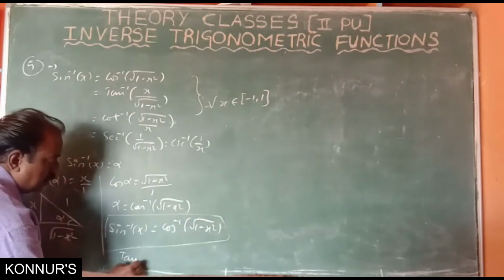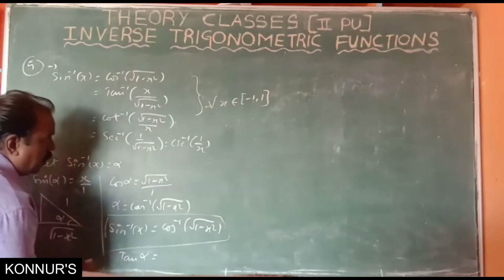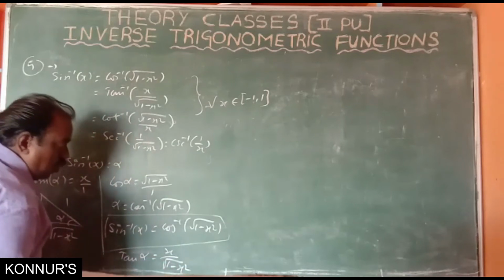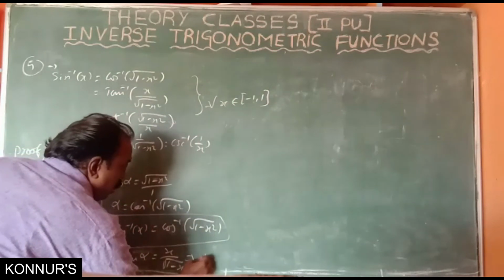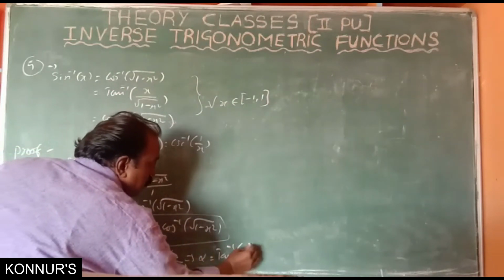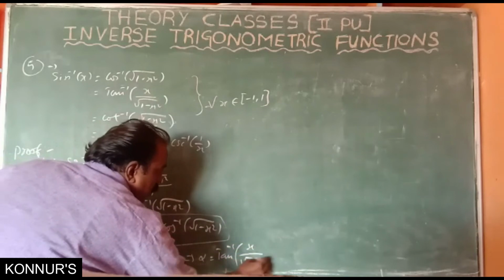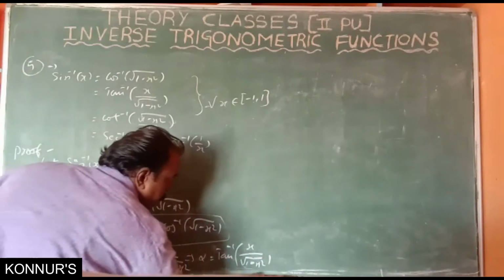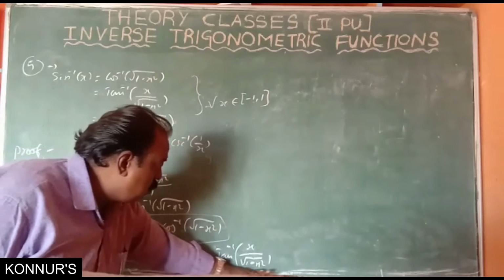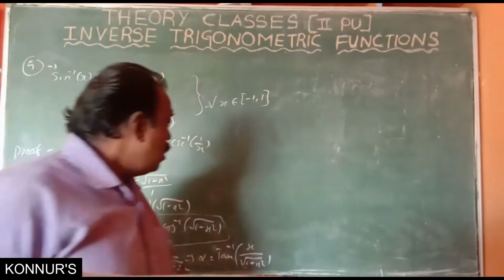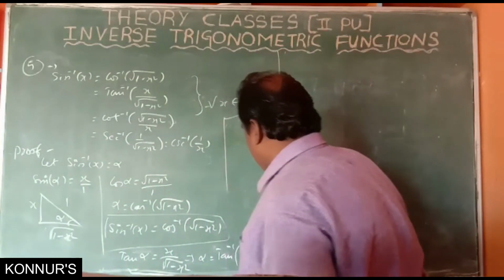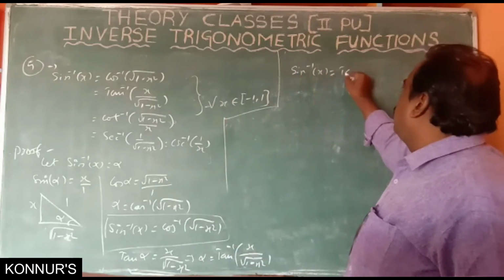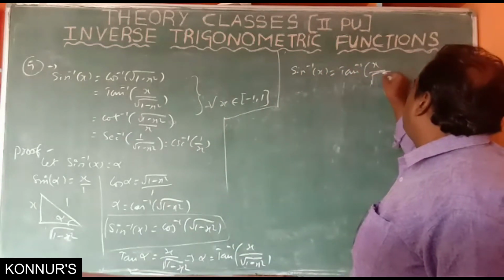Similarly, tan inverse, tan alpha is opposite side x by adjacent side root 1 minus x square. So alpha is equal to tan inverse x by root 1 minus x square. Is it okay? Don't confuse. Try to understand. What is alpha? By assumption, sin inverse x is nothing but tan inverse of x by root 1 minus x square.